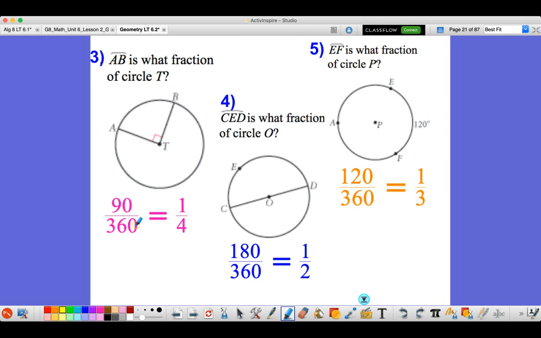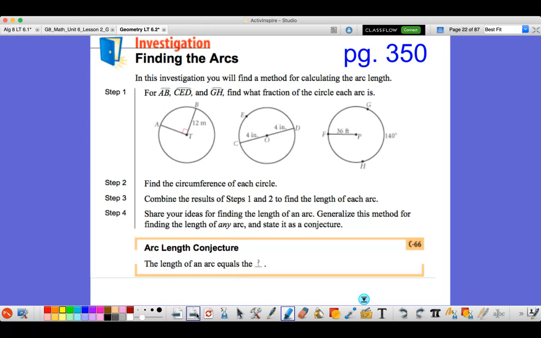And our solutions are, this is 90 degrees for the central angle, so 90 out of 360 is 1/4, so it's 1/4 of the circle. For number 4, that's half of our circle. It's 180 degrees out of 360. And then for number 5, it's 120 degrees out of 360, which is 1/3 of the circle. Now that's very important because we're going to use that information to help us find arc length. And all arc length is, it's part of the circumference.